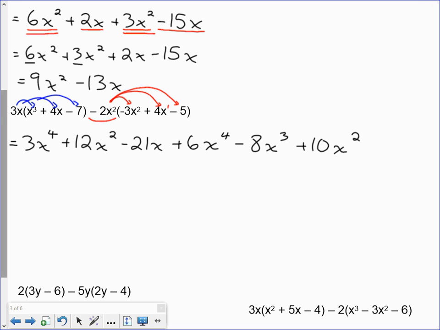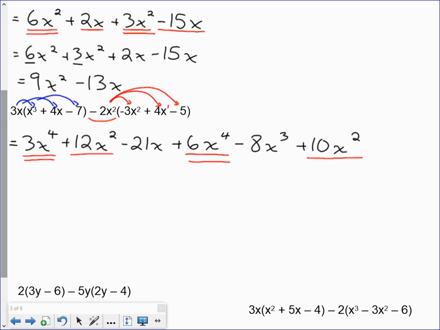Then we want to identify our like terms. So we've got 3x to the power of 4, 6x to the power of 4. So those are like terms. We've got a 12x squared, and we've got a 10x squared. And then we've got a negative 21x and a negative 8x cubed. Those don't match up with anything else, so those are not going to be like terms.